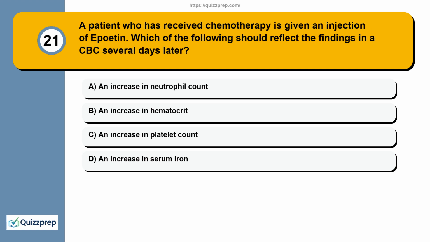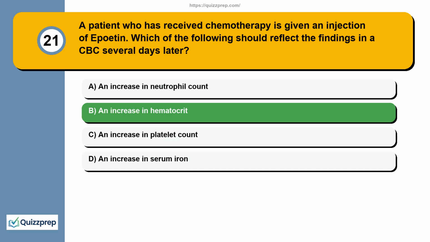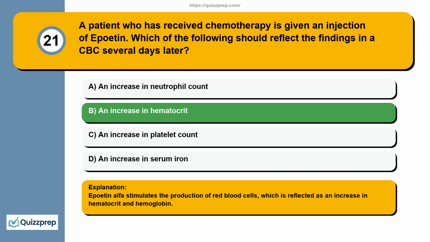Question 21. A patient who has received chemotherapy is given an injection of epoetin. Which of the following should reflect the findings in a CBC several days later? An increase in neutrophil count, an increase in hematocrit, an increase in platelet count, an increase in serum iron. Epoetin alpha stimulates the production of red blood cells, which is reflected as an increase in hematocrit and hemoglobin.